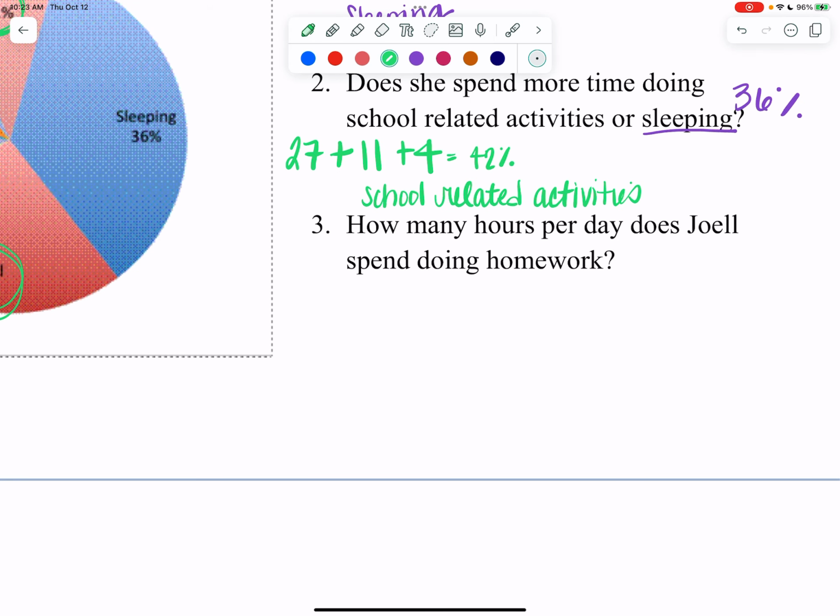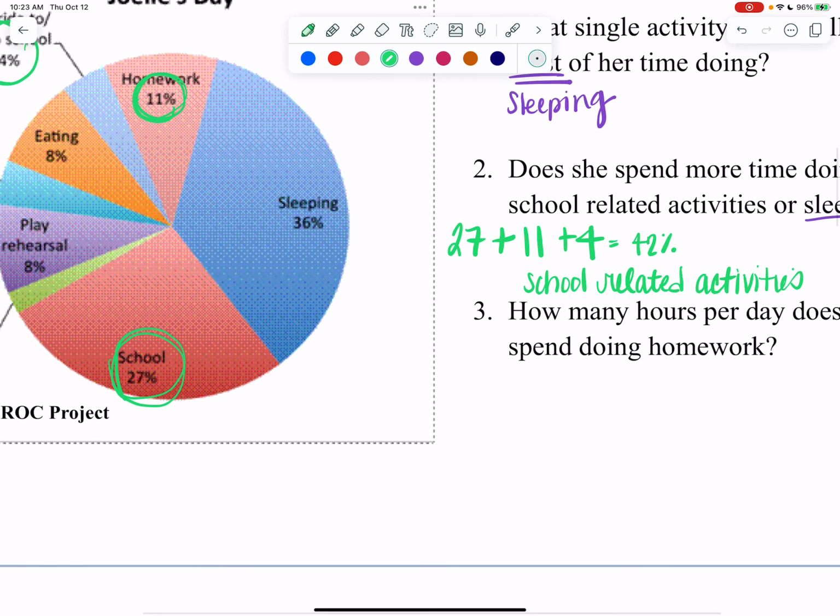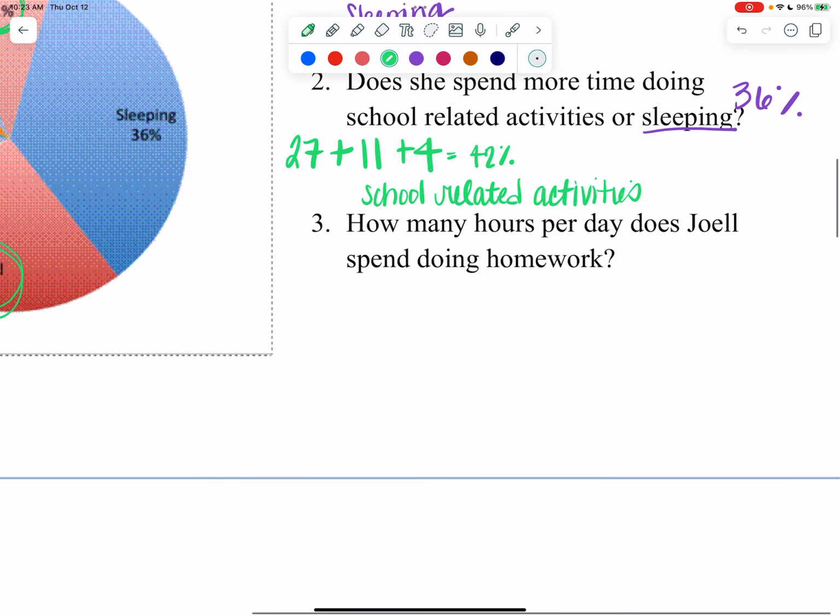How many hours per day does Joelle spend doing homework? Be very, very careful, because the tendency here is to go look at the homework section and say, oh, she spends 11 hours. No, that is not what that means. This means Joelle spends 11% of the whole day doing homework.